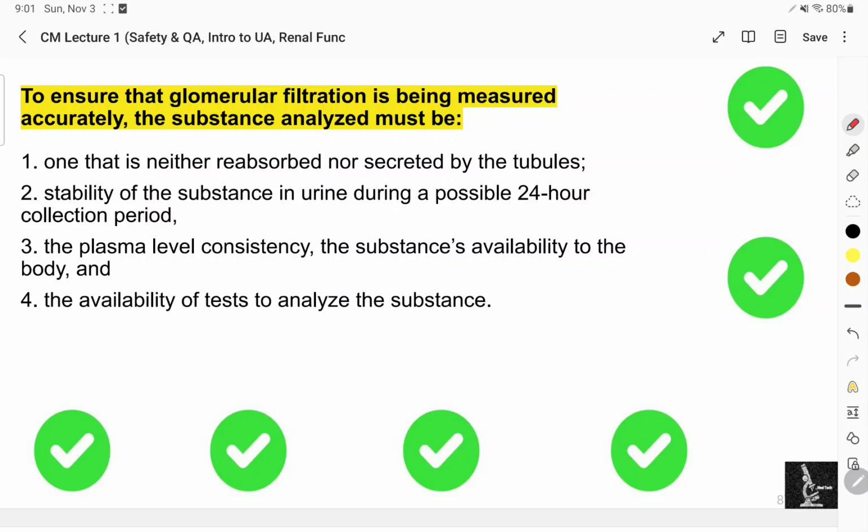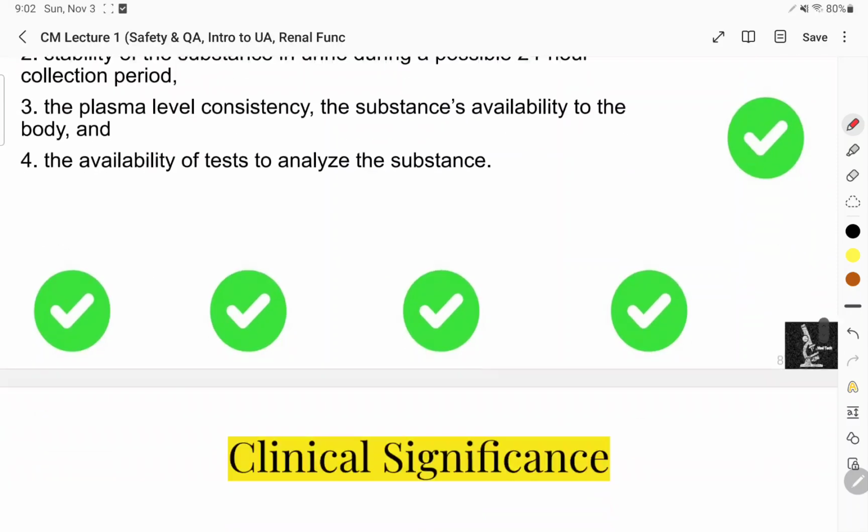And also, it should be available in the body. It is better if it is already available in the body, rather than having to introduce it into the body, which is troublesome. And of course, there should be a test available to analyze the substance. For example, if a substance achieves criteria 1, 2, 3, but there is no available testing procedure for it, it is still difficult to measure and test. So those are the criteria to consider.